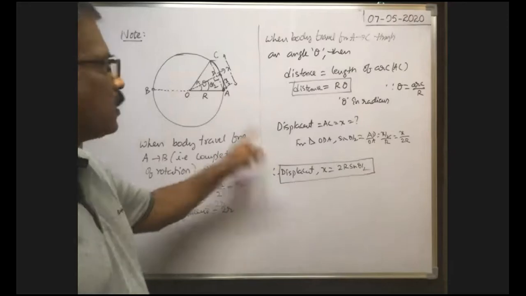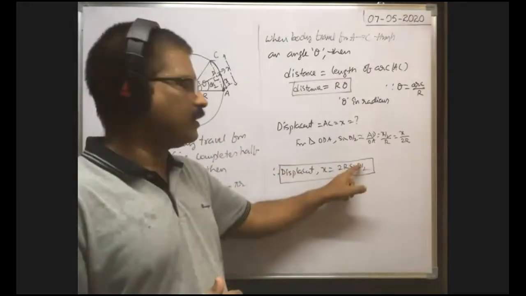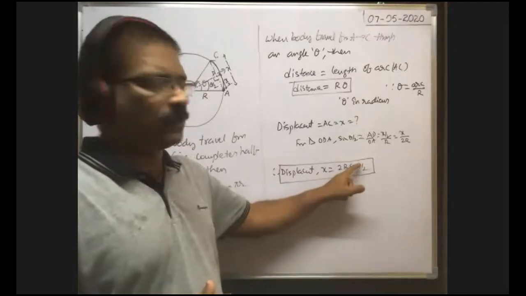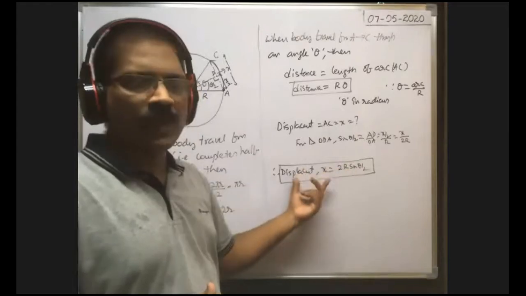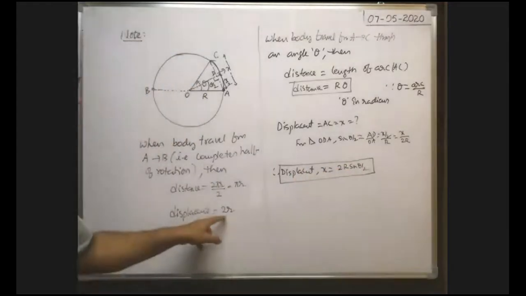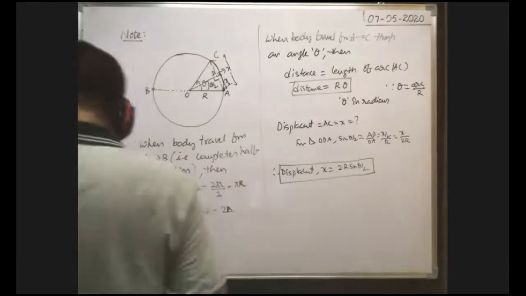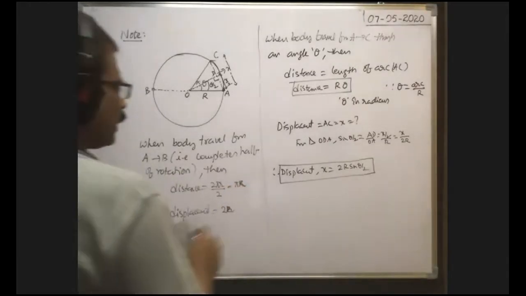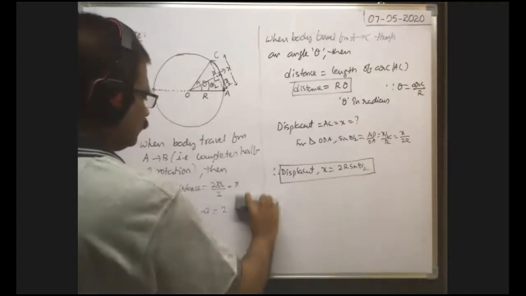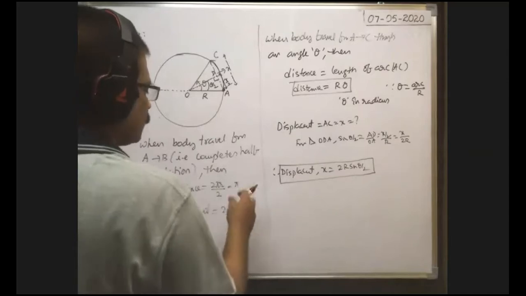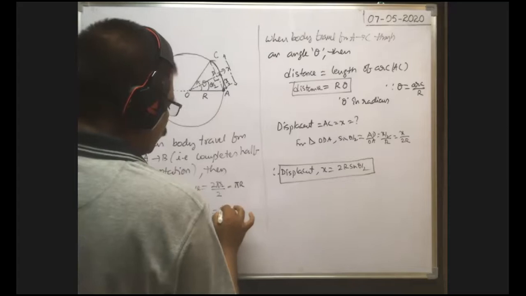What about the displacement in the same case? Here as theta is equal to pi, you substitute pi here instead of theta. In radians, you substitute pi by 2. Pi by 2 means 90, sin 90 is 1. So displacement is equal to 2r. Already you said 2r only, no. So distance travelled is equal to pi r, displacement is equal to 2r in this case.